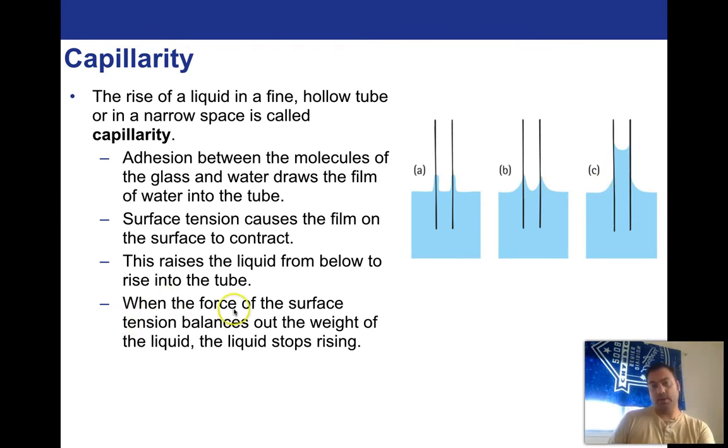When the force of the surface tension balances out the weight of the liquid, it stops rising. So at some point, the force that is holding this thing tight is overcome by this column, but this column can only go so high. At some point, this and this are actually of equal energy strength. That's the best way you can think of it. The force is equal across that surface, even though the surface is not straight across. I hope that makes sense to you.